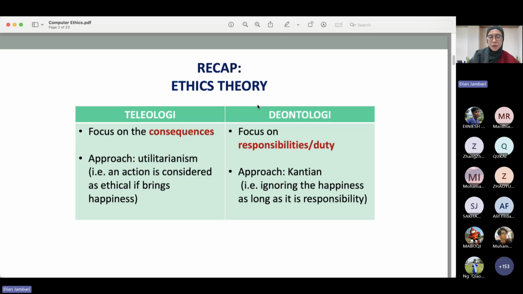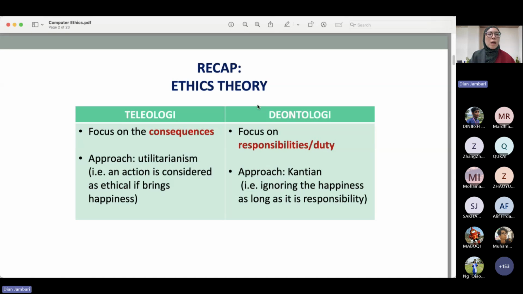In the teleology approach, our action is ethical if the outcome will bring happiness. We decide on the actions we are going to take based on consequences that are good because they bring happiness. As long as it's happy, the action is considered ethical, because the focus is on consequences. But in deontology, the approach is Kantian, where the consequences are ignored. It doesn't matter if it brings happiness or not, as long as the action is done in the context of being responsible.